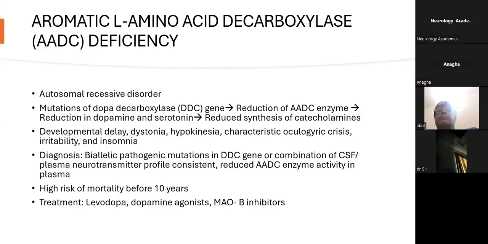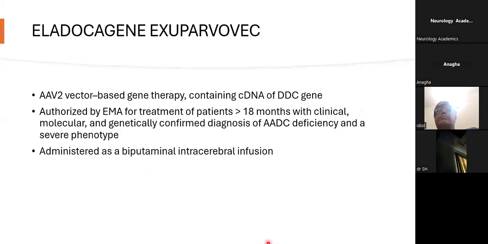The diagnosis is mainly by detection of biallelic pathogenic mutations in the DDC gene, or other modalities used are CSF or plasma neurotransmitter profile and reduced AADC enzyme activity in plasma. There is a high risk of mortality before 10 years, and the standard treatment currently is levodopa, dopamine agonists, and MAO-B inhibitors. The gene therapy approved for this is eladocagene exuparvovec.